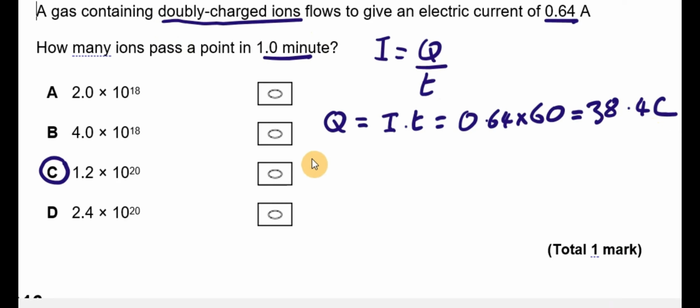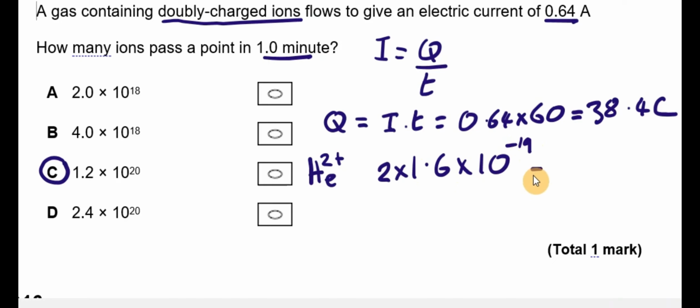I now need to find the charge on this doubly charged ion. By a doubly charged ion, it just means it's got a charge of 2 plus or 2 minus. So for example, a helium ion would have a charge of 2 plus. That means the charge on one helium ion is going to be 2 times the charge on an electron. We can of course find the charge on an electron from the data sheet: 1.6 times 10 to the minus 19 coulombs. 2 of those is 3.2 times 10 to the minus 19 coulombs.